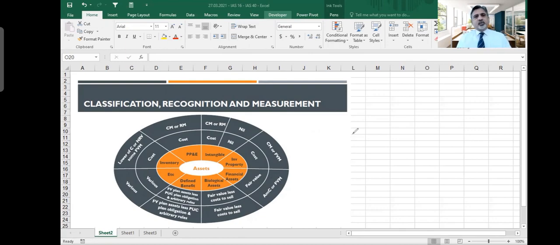So this is the agenda. We are not going to completely explain everything because we already have covered that. It's just like a recap and a comparison.